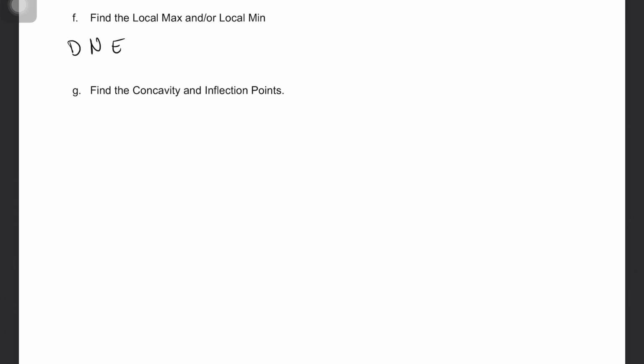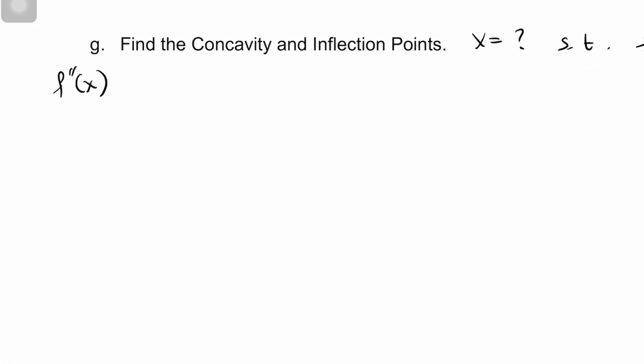All right, so the next part is to find the concavity and inflection points of this. I remind you that these are found by finding x such that f double prime of x equals 0 or f double prime is undefined. So obviously we need to find the second derivative. This one is going to be a little hands-on, so it's going to take some time here. Let's rewrite the first derivative function.